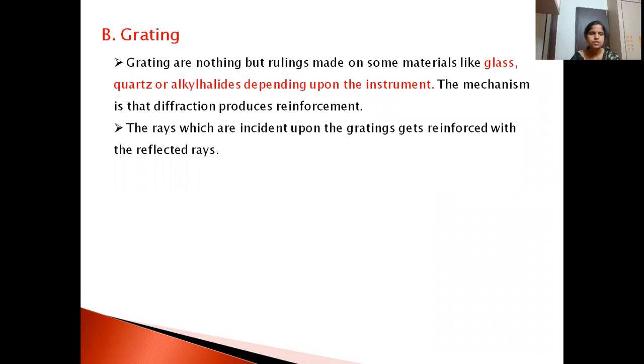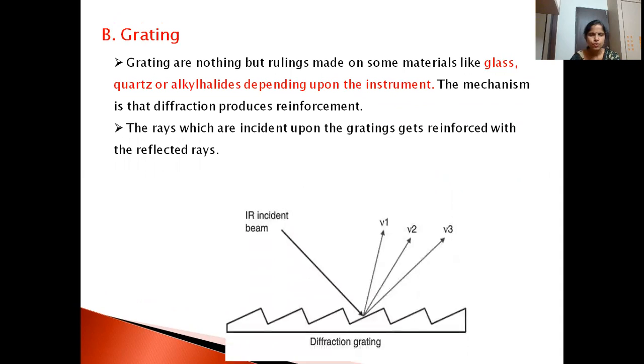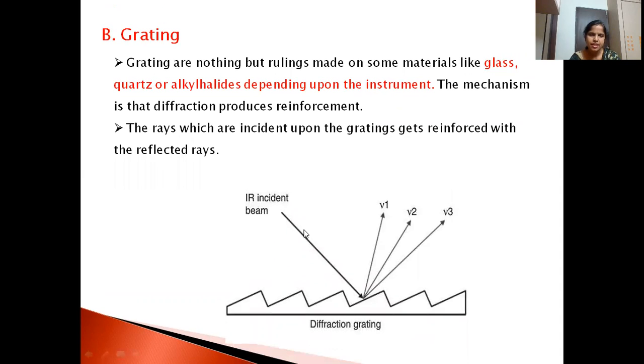Then we can also, instead of prisms, use gratings. Gratings are nothing but rulings which are made on some materials such as glass, quartz, or alkyl halides. Depending upon the instrument, we have different gratings. When the IR beam is incident onto these gratings, it will give different wavelengths of light. These wavelengths of light are very important for IR study.